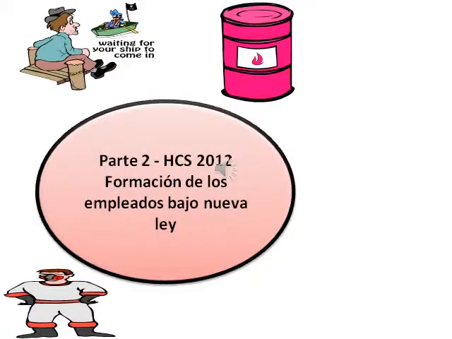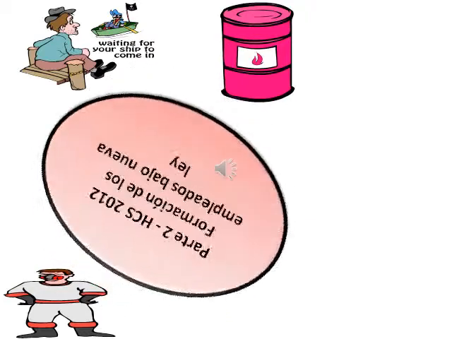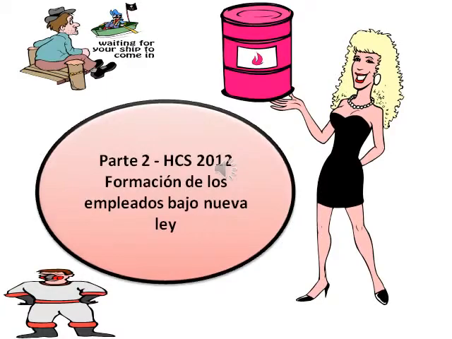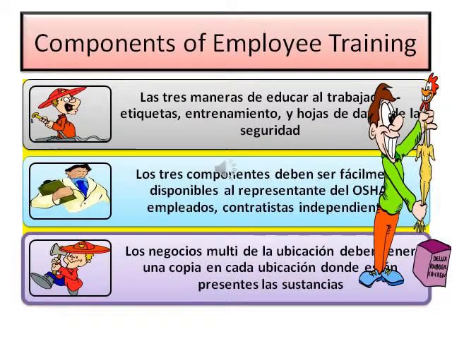Part 2. HCS 2012 Employee Training under the new law. Components of employee training. The three ways of educating the worker: labels, training, and safety data sheets. All three components must be readily available to the OSHA representative, employees, or independent contractors. Multiple location businesses must have a copy at each location where the substances are present.